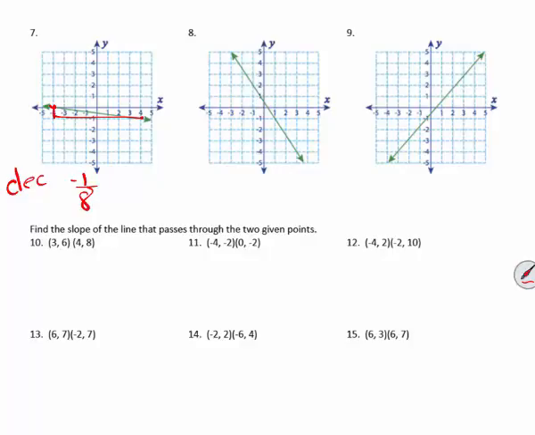I want you guys to try 8 and 9 on your own, and then we'll look at them in class. You do have to really look at the graphs, and I know they're not dark, but I want you to try your best. All right, find the slope of the line that passes through the two given points.